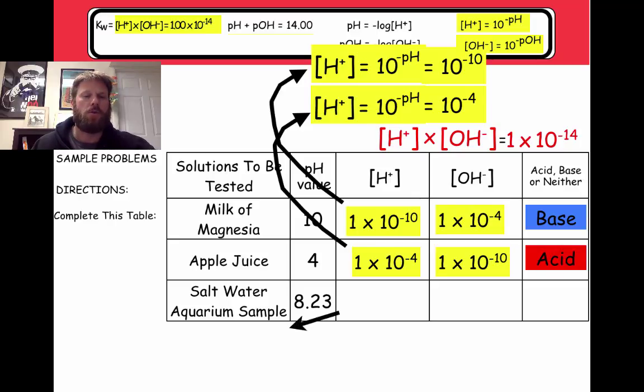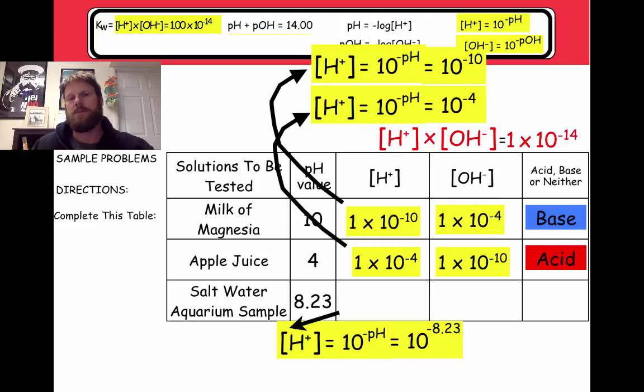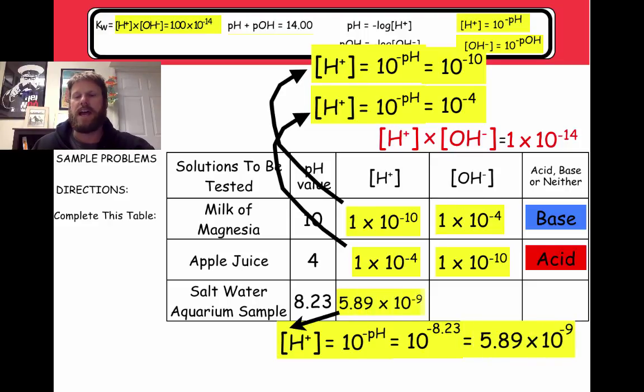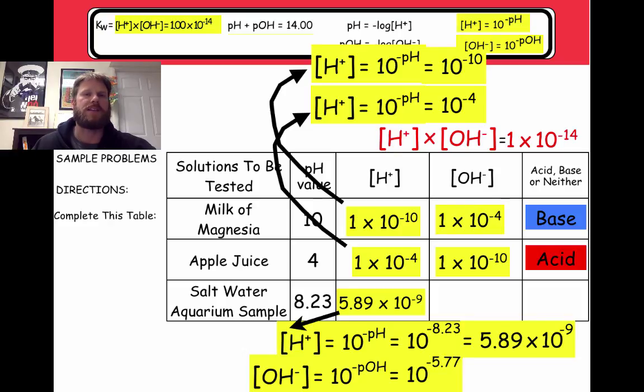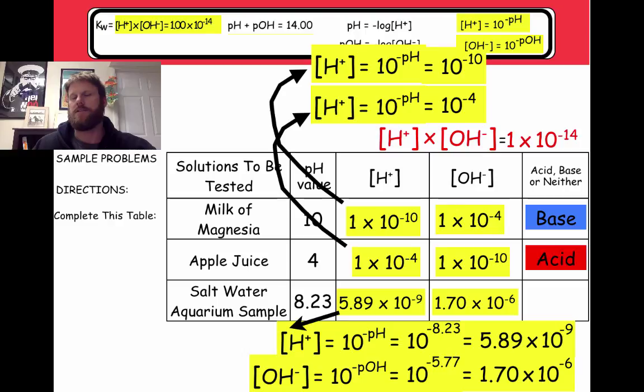Well, what about a saltwater aquarium with a pH value of 8.23? That isn't going to result in a quickie. If we take 10 to the negative 8.23, we get 5.89 times 10 to the negative 9th for our H plus concentration. So now we can get the OH minus concentration in a couple different ways. More than one way to cut your grass. One way to do it is to use the pOH. Since we know the pH is 8.23, then the pOH is 14 minus that, which happens to be 5.77. So if we take 10 to the negative 5.77, we get 1.70 times 10 to the negative 6th.